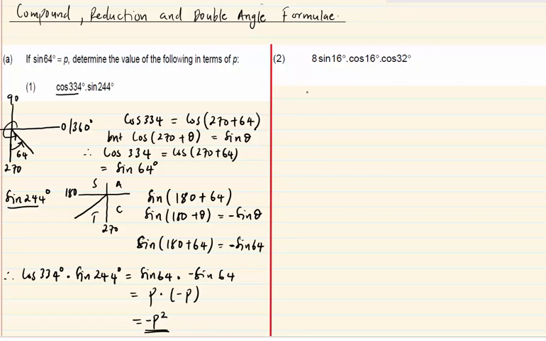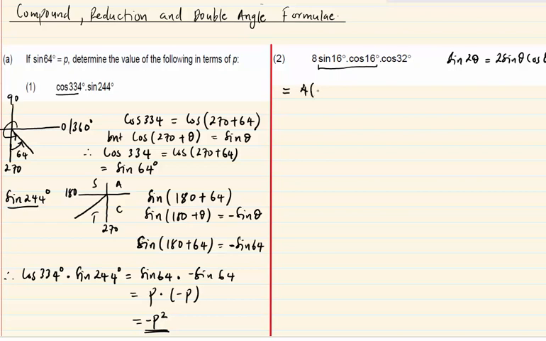In the second question, the approach is very similar. What we are trying to do is find what this expression is going to be equal to in terms of P. So here, this already shows us that it takes the form of the double angle formula of sine. So we know that the sine of 2 theta is equal to 2 sine theta cos theta. This is given in your formula sheet.